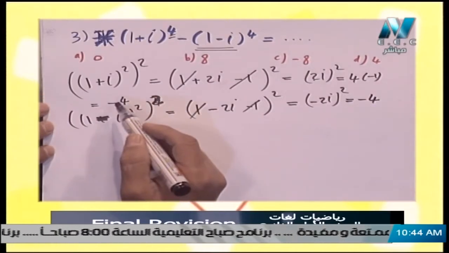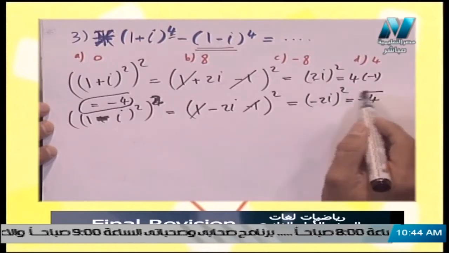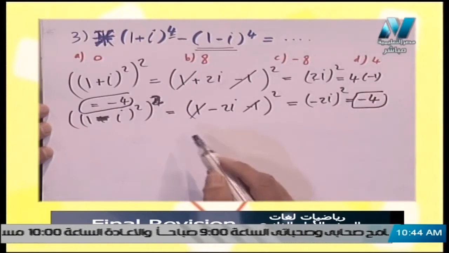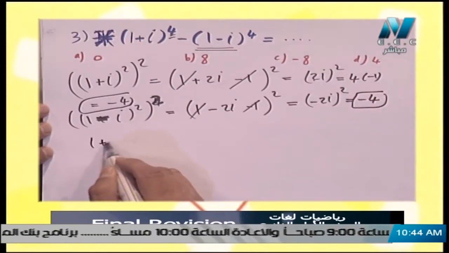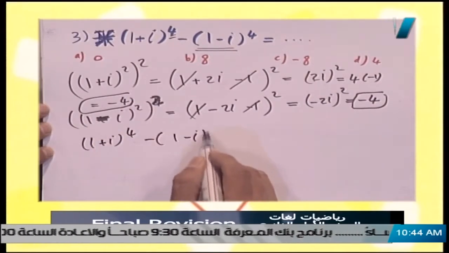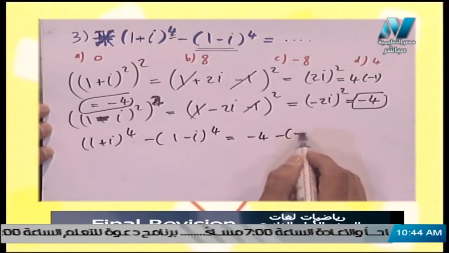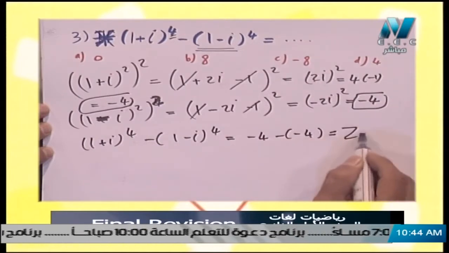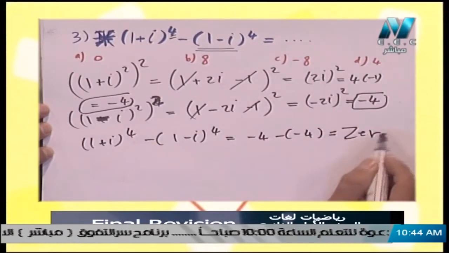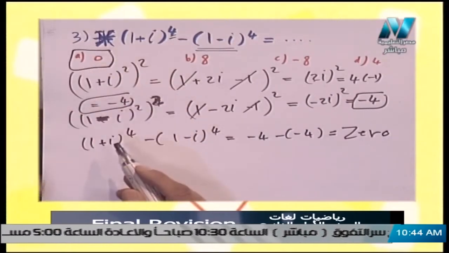We have here the first part equal negative 4 and the second part equal negative 4, so (1 plus i) power 4 minus (1 minus i) all power 4 equals negative 4 minus negative 4, it will be 0. So the answer of course will be 0 here.